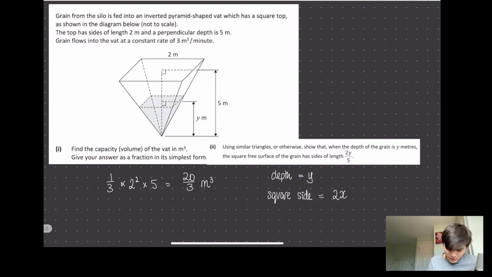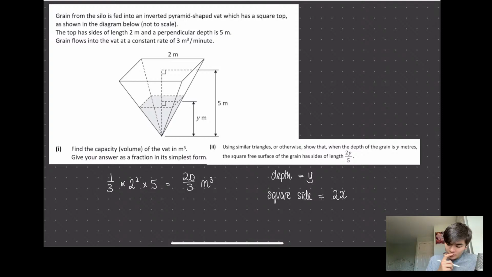What does it mean by square side? Hang on a second, let's have a think. It doesn't mean this thing. It means this thing, doesn't it? It means the top. Right.